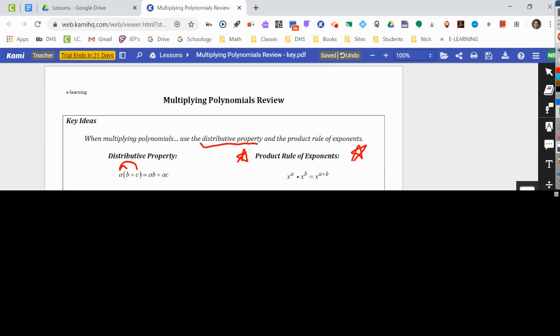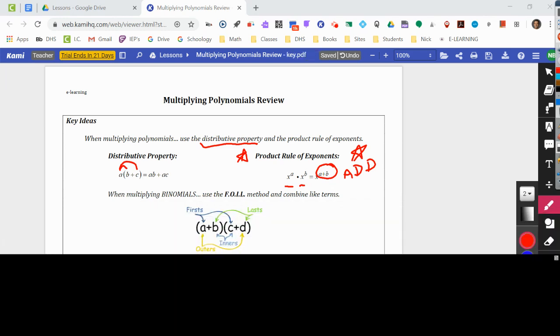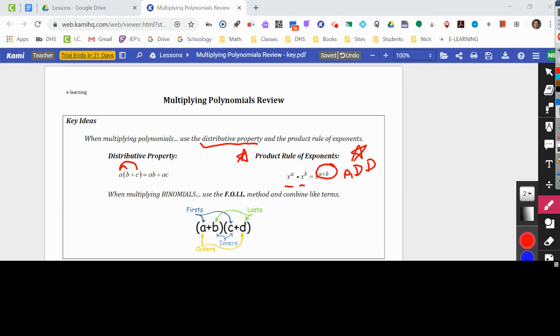Some of us are still multiplying these exponents, right? But we need to add these exponents up, all right? So when we multiply like terms or multiply terms with the same base, we add up their exponents. And then the second idea, the new idea here, is multiplying binomials, all right? And we can only use this FOIL method, first, outer, inner, last, when we have two binomials being multiplied together.